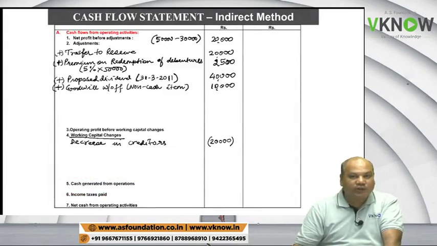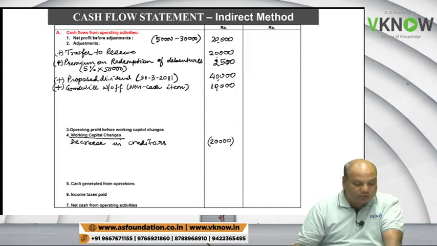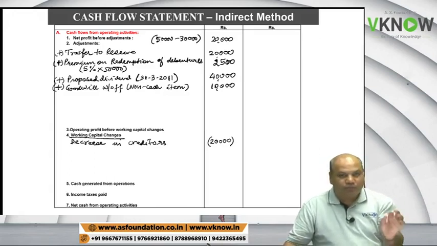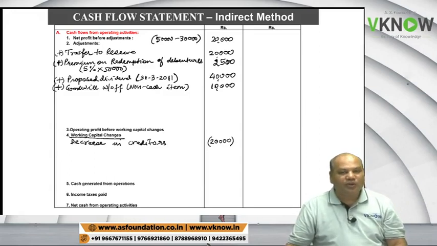Third item on asset side, debenture discount. Debenture discount from 8,000 it has become 5,000. What they have done? They have written off debenture discount. What entry they have passed for writing off debenture discount? P&L account debit to debenture discount written off. P&L account debited for a non-cash item, add back.